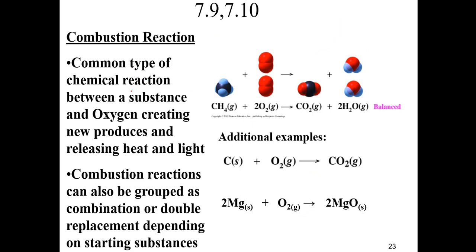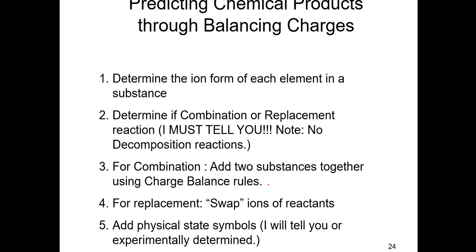Can you have more than one classification? Yes, you can. So let's see. This one right here is both a combination reaction and it's a combustion reaction. Excellent. Now we're going to get into predicting chemical products through balancing charges, also known as charge balancing.